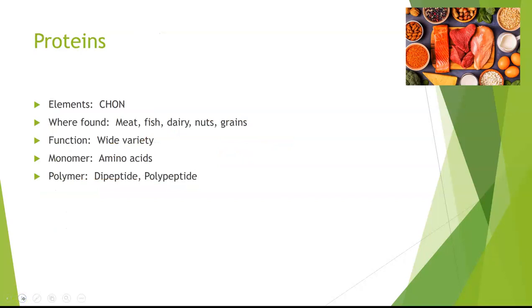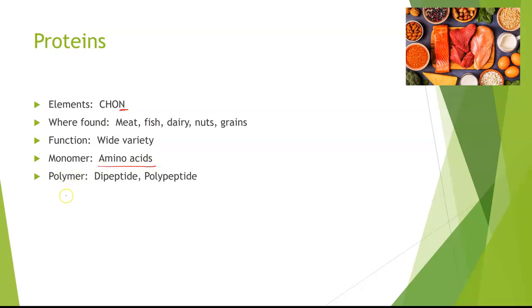Proteins are our next one. Proteins have nitrogen added to them in addition to the carbon, hydrogen, oxygen that we've seen in all of the others. They are found in meat, fish, dairy, nuts, and grains. They have a wide variety of functions that we will talk about at another time. The monomer is amino acids. We will definitely talk about the structures of those.